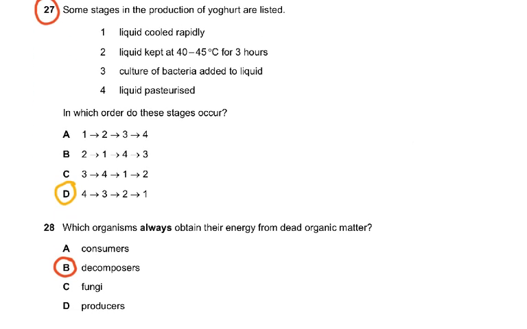Then coming on to question number 27. Some stages in the production of yogurt are listed. Liquid cooled rapidly, liquid kept at 40 to 45 degrees for 3 hours, culture of bacteria added to liquid, pasteurized. Now you know for yogurt, we use milk. Of course, you boil the milk to kill any pathogenic bacteria, then you add the culture. So the answer to that was 4, 3, 2, 1. Why 4? First, the milk is pasteurized. Then 3, culture of bacteria added. Then the liquid is kept at 45 degrees for 3 hours, so that it sets, and then we cool it rapidly because we don't want it to become very sour, since lactic acid is produced.